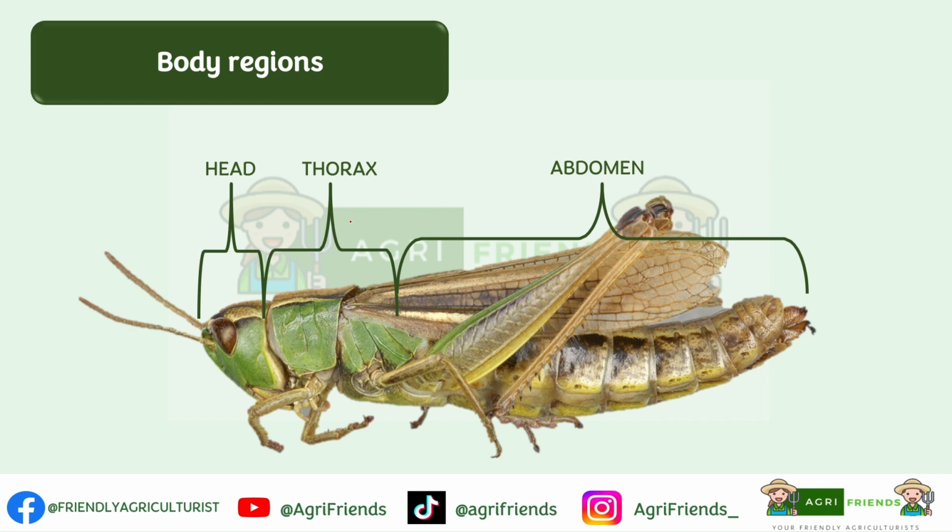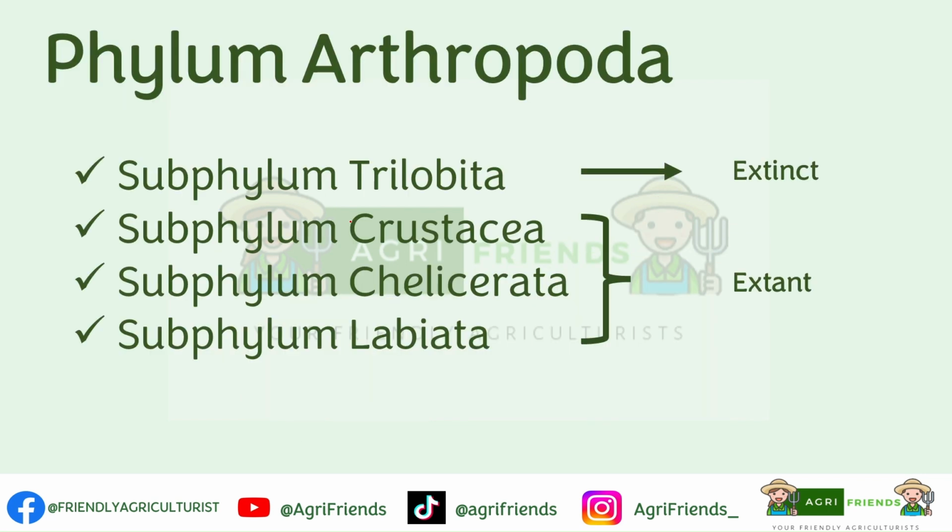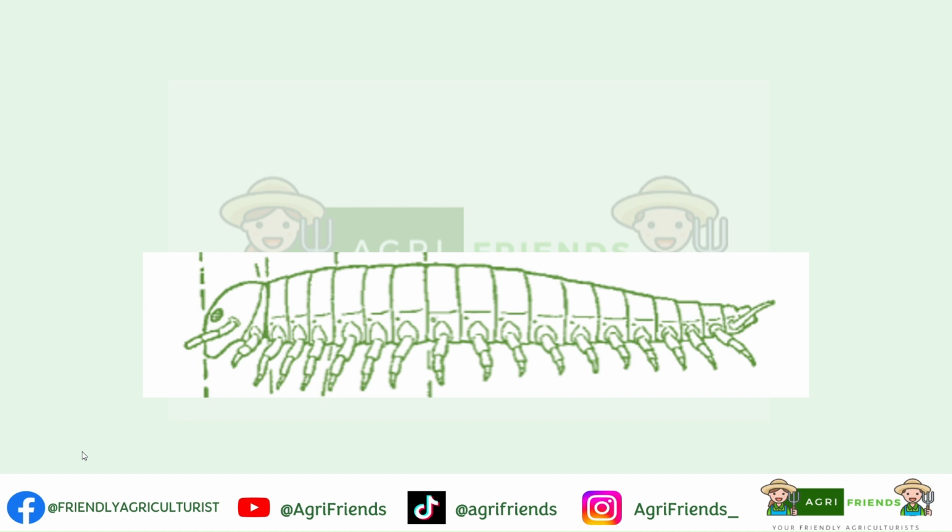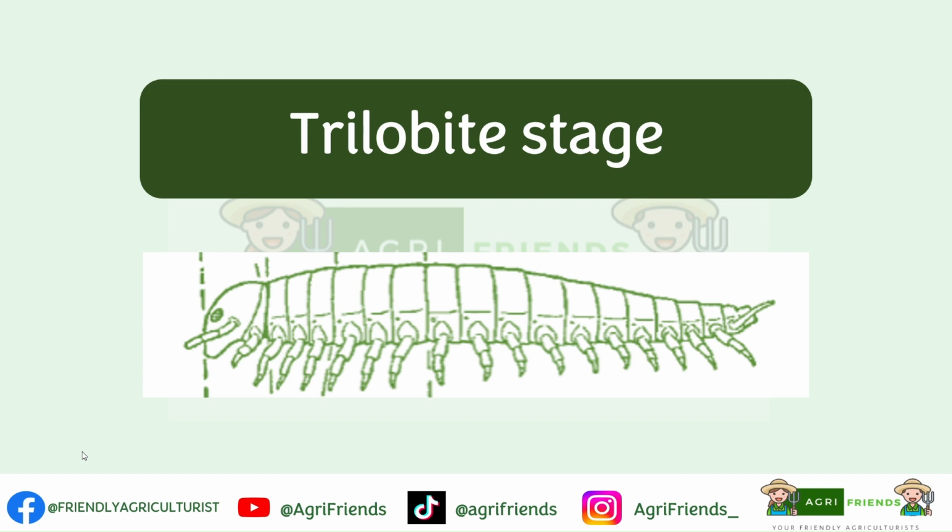Tagmata if plural. The phylum Arthropoda is further divided into four subphyla, three of which are extant, while subphylum Trilobita is extinct. As we have mentioned earlier, the third stage of the development of an insect definitive body form is under the phylum Arthropoda, and it is called the trilobite stage. And as I have mentioned, the trilobites or the class Trilobita are an extinct group of successful marine arthropods.